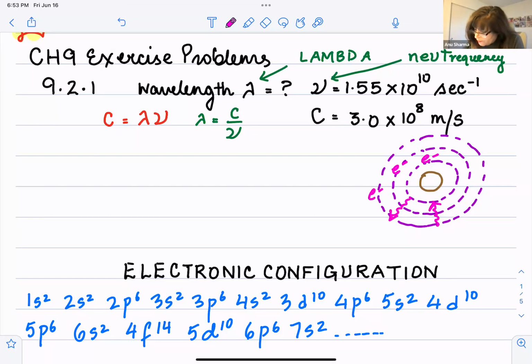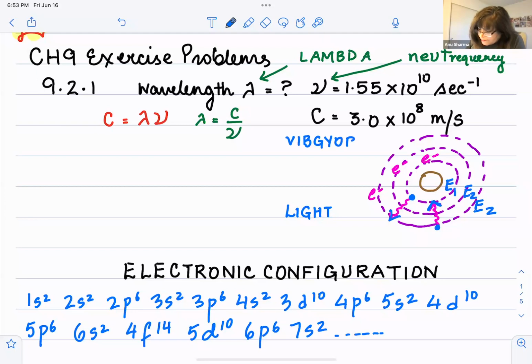So this is energy level 1, energy level 2, and energy level 3. When they jump from high to low, or from low to high, they emit light. And this light, as we know, has colors, right? So we used our visible spectrum. We knew all the 7 colors of light: violet, indigo, blue, green, yellow, orange, and red, right?